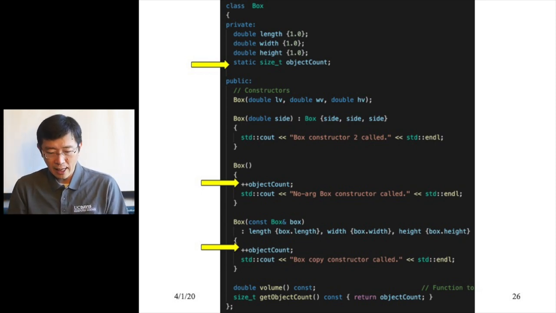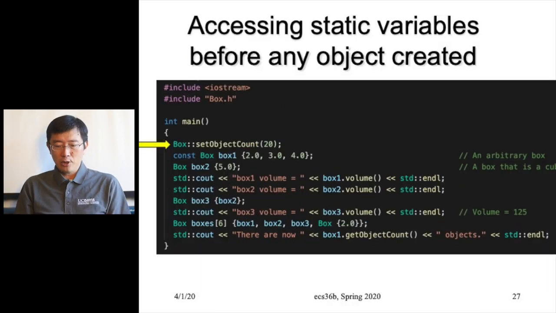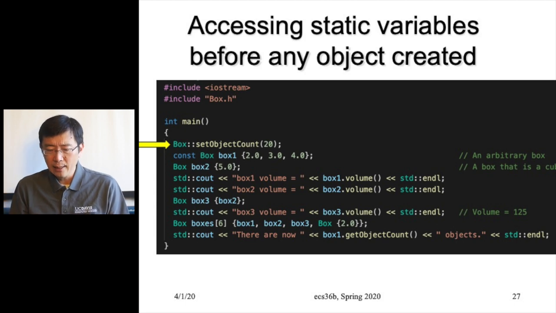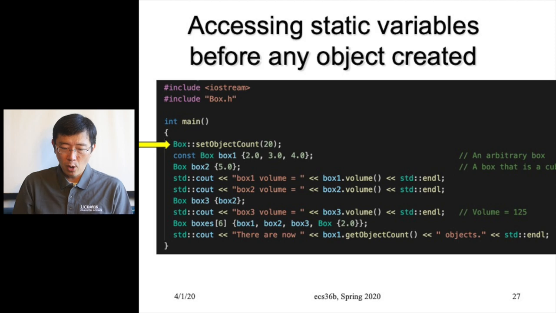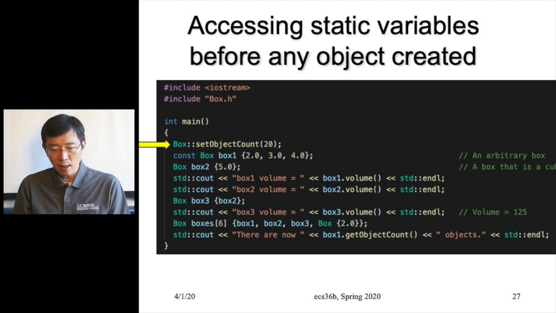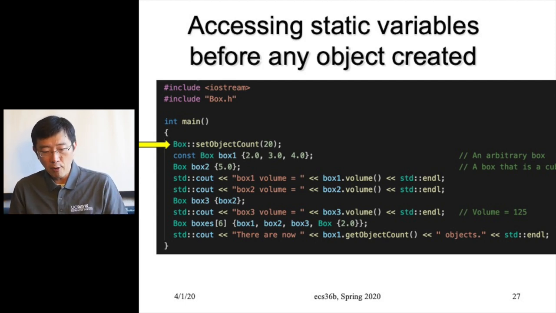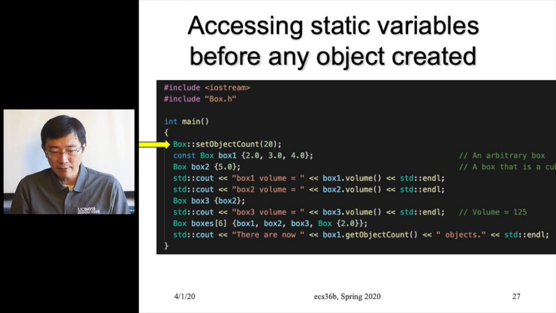Now, every time the constructor is called, you increase the object count by one. So now you can keep track. This is very useful. The other interesting thing is that you can access those static variables even before any object is created. For example, I can use a function called Box::setObjectCount(20) before I even create the first object. Look at this, I can access that variable before anything gets created.